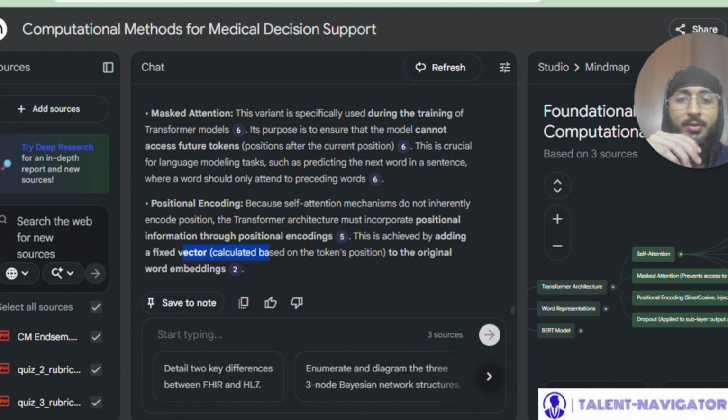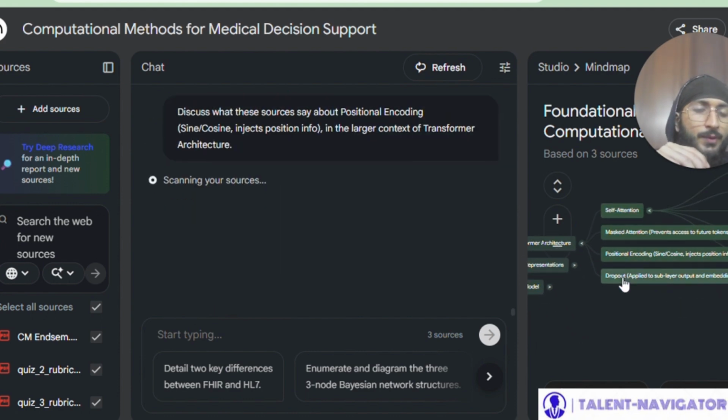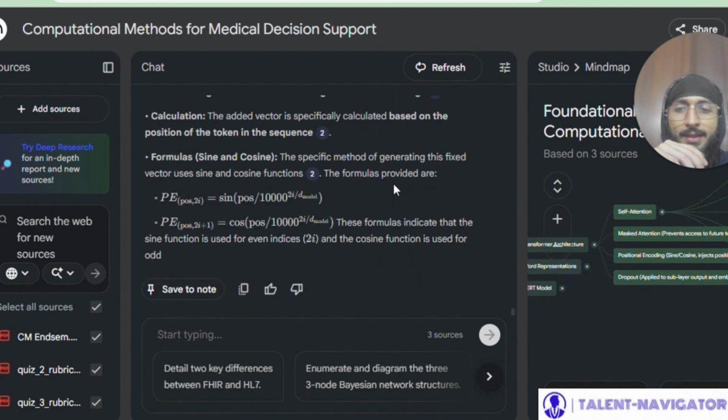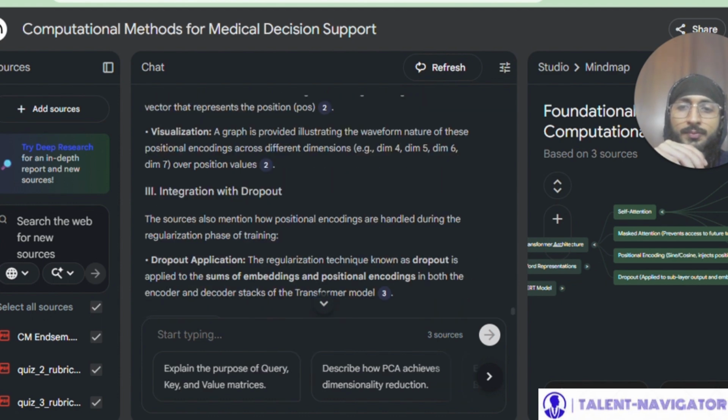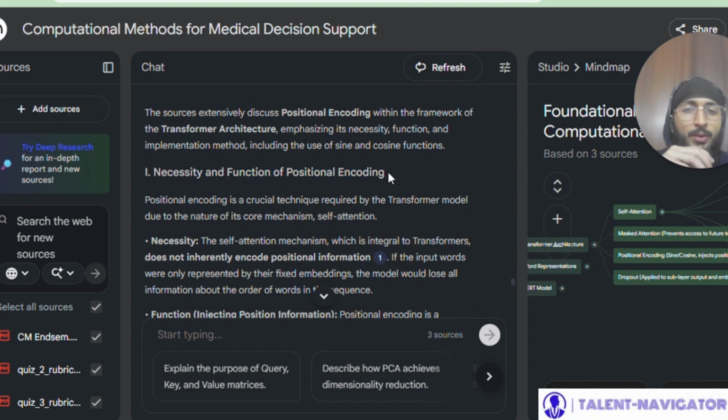And we have positional encoding, which basically adds a fixed vector to the original word embeddings, right? Now let's discuss positional encoding, all right, since we didn't get the exact implementation here, right? So the necessity and function of positional encoding we'll be discussing.